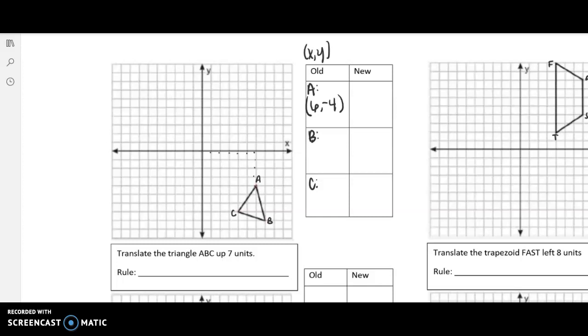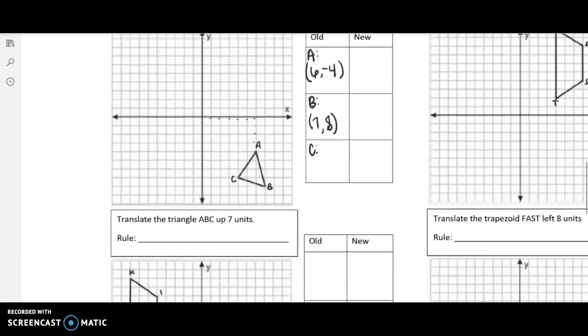For B, we move right 1, 2, 3, 4, 5, 6, 7. And then down 1, 2, 3, 4, 5, 6, 7, 8. And then for C, 1, 2, 3, 4, 5, 6, 7. Remember, we always start at the middle of our axis, and that is (0, 0). Oops. So now to find our new points.